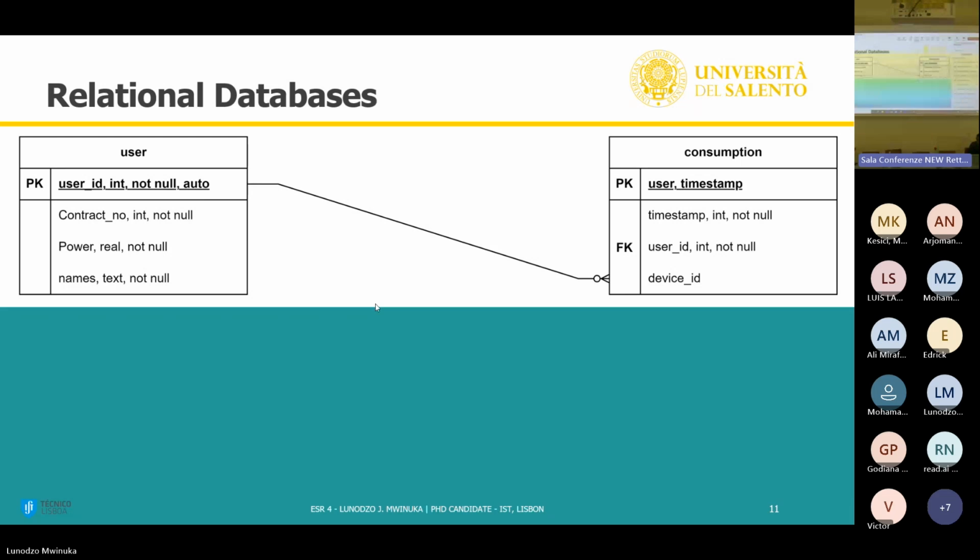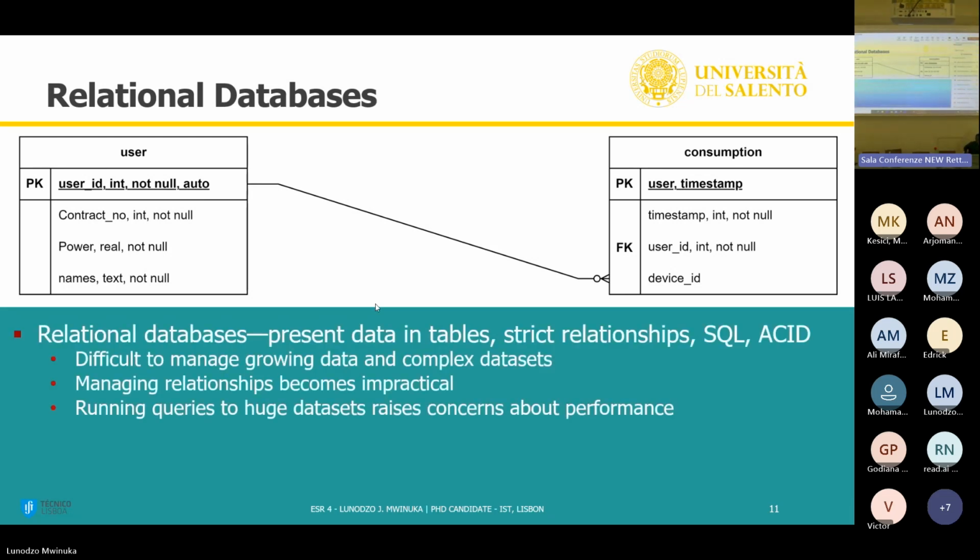Now, the challenges that come with relational databases is that they have these strict relationships. As you model your data, you need also to consider these strict relationships. And so they have to fit into a certain pattern. We call it ACID properties. So, if you implement them correctly, then you can retrieve the data that you want. But the challenge with relational databases is that it's very difficult to manage growing data. As the amount of data grows in relational databases, it becomes difficult to retrieve it.